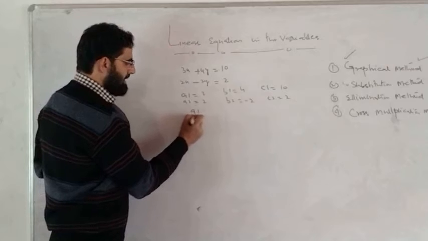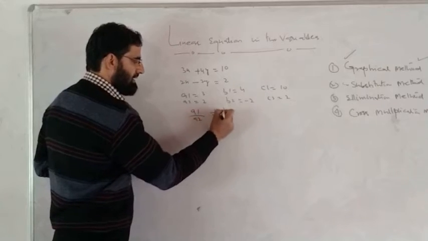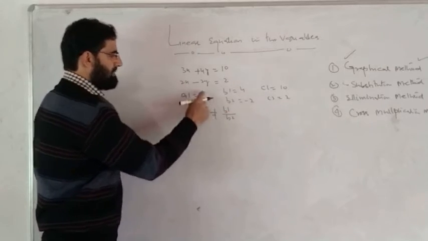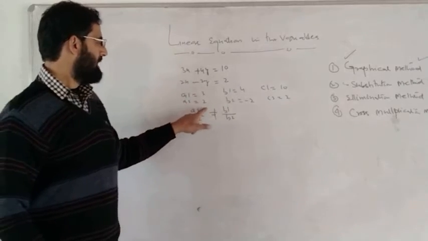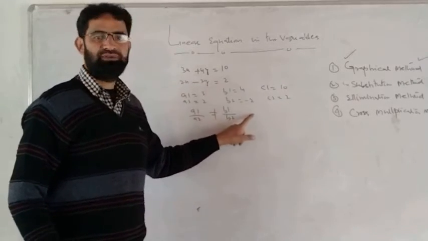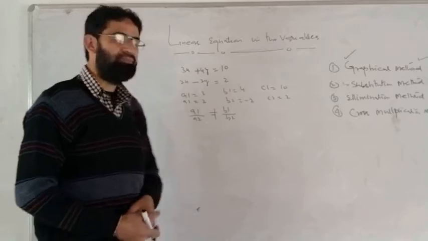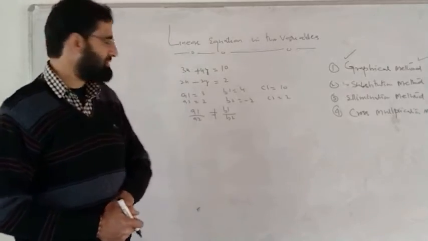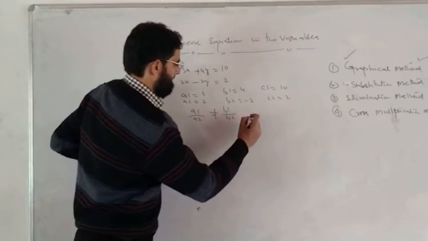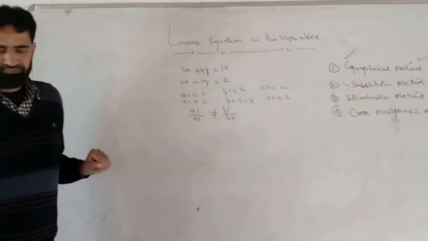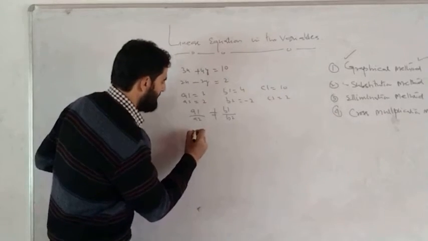Obviously a1 by a2 is not equivalent to b1 by b2, because a1 by a2 is 3 by 2 and b1 by b2 is 4 by minus 2. So they are not equal, so obviously the system has a unique solution. So equations have a unique solution.